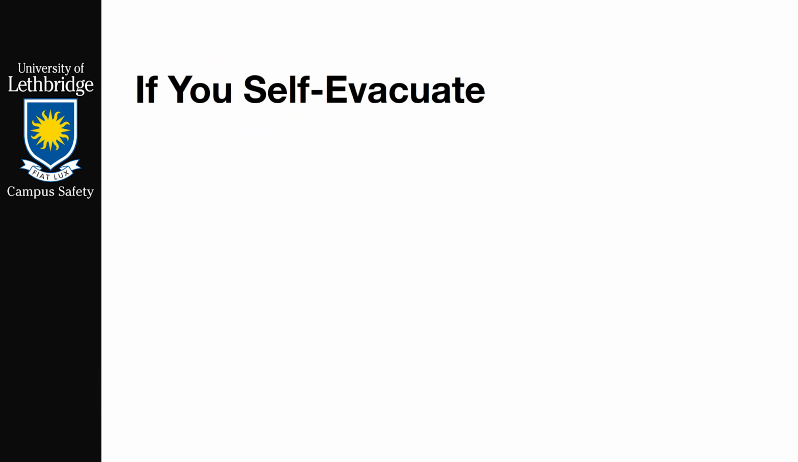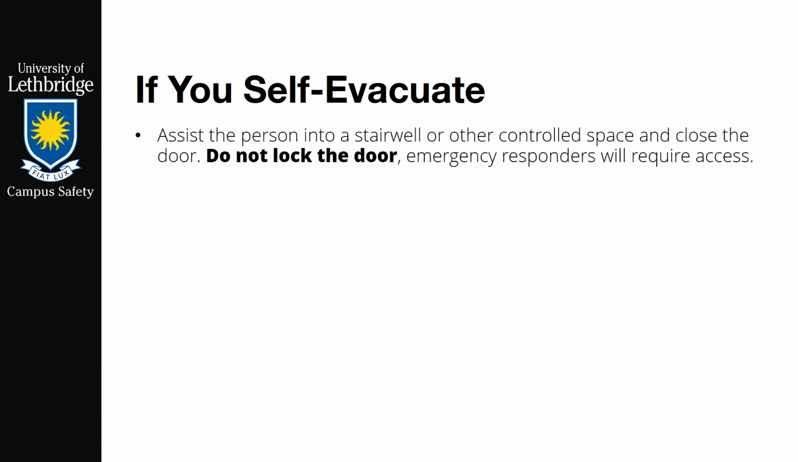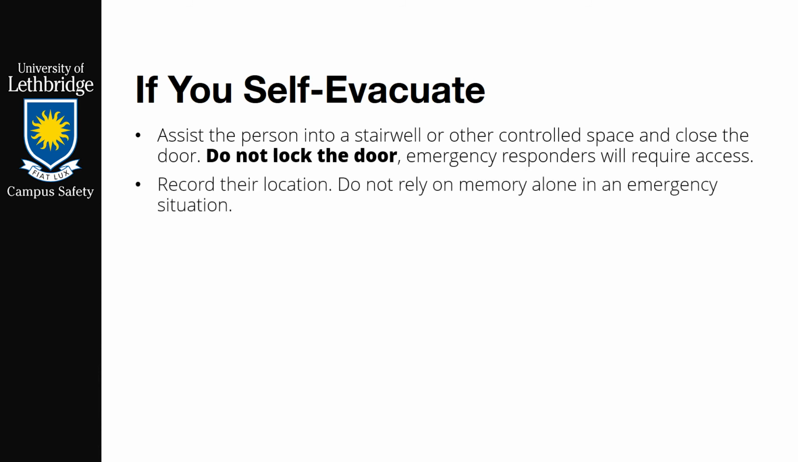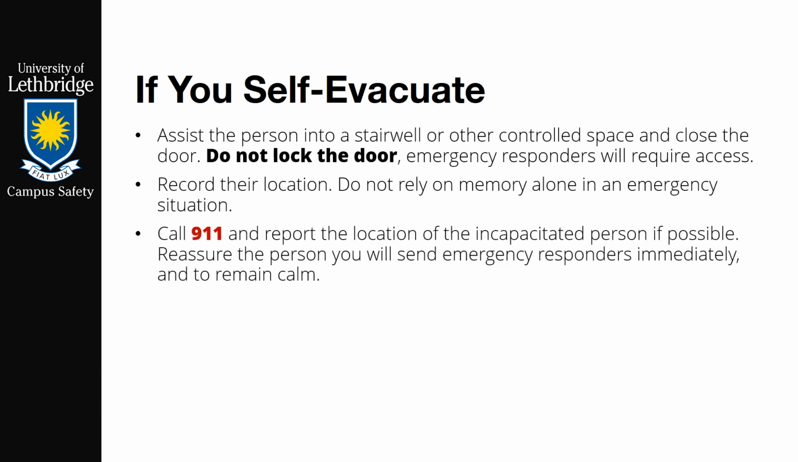If you decide to self-evacuate, assist the person into a stairwell or other controlled space and close the door. Do not lock the door in case emergency responders need access. Record their location. Do not rely on memory in an emergency situation. Call 911 and report the location of the incapacitated person. Reassure the person that you will send emergency responders immediately and to remain calm.